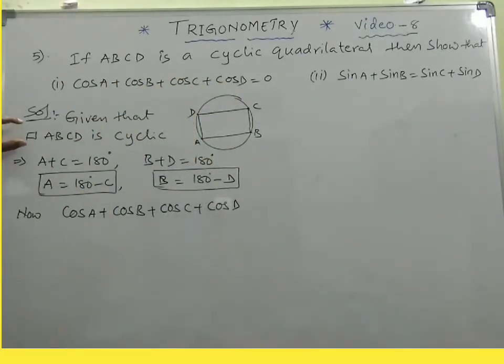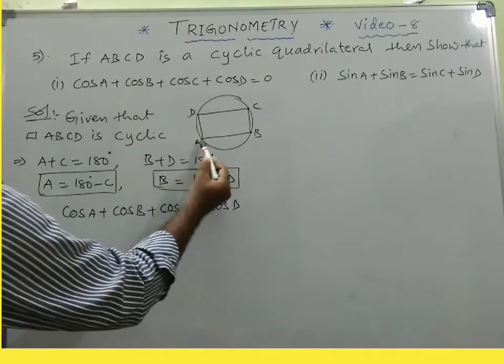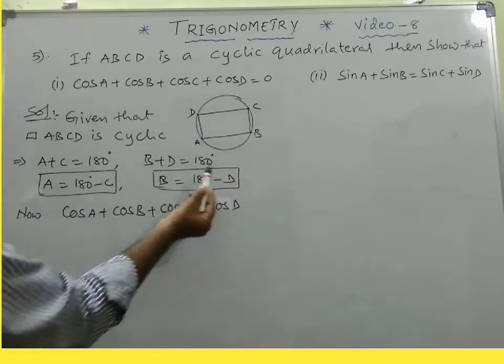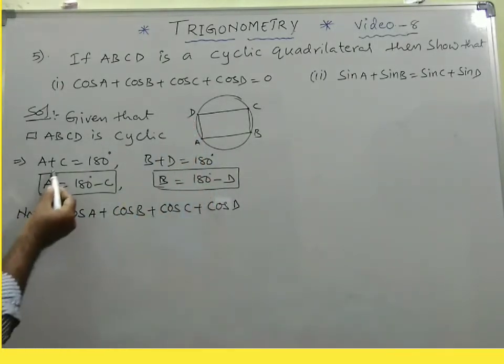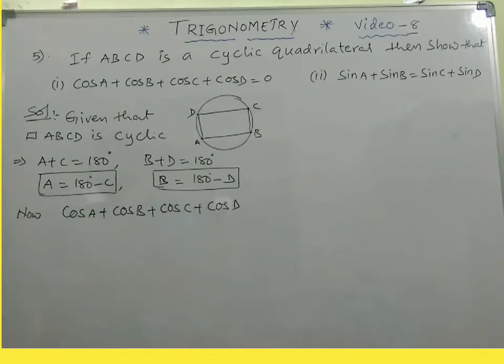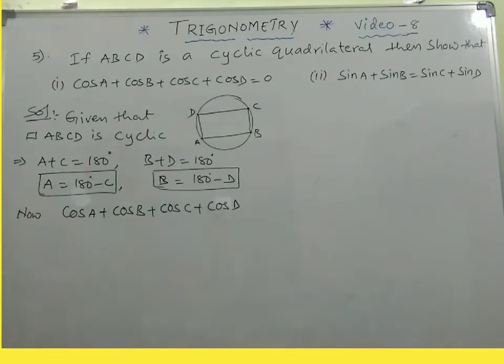So, given that quadrilateral ABCD is cyclic, then my dear, in a cyclic quadrilateral, the sum of the opposite angles is equal to 180. So angle A plus angle C is equal to 180 and angle B plus angle D is equal to 180. So from this capital A we can write as 180 minus C, and capital B we can write as 180 minus D. So let us find the value of cos A plus cos B plus cos C plus cos D.